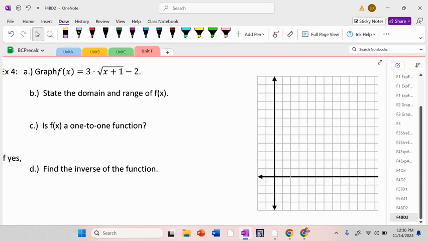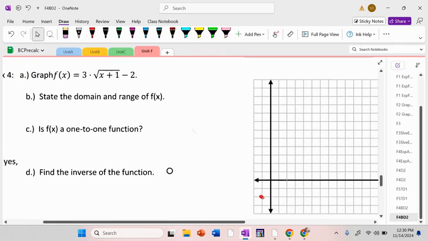Okay, can I plug in -1? Yes. What's -1 plus 1? What's the square root of 0? What's 0 times 3? What's 0 minus 2? So -1, -2. This was like in the end of August or early September last year. This is when I knew we had some problems in my class. 0 plus 1 is 1.